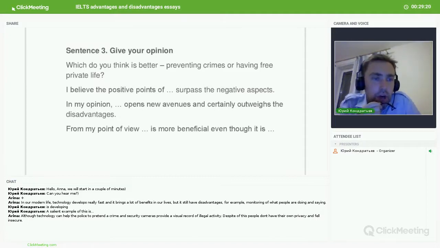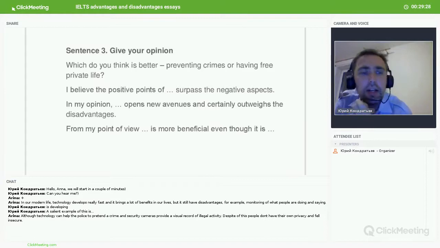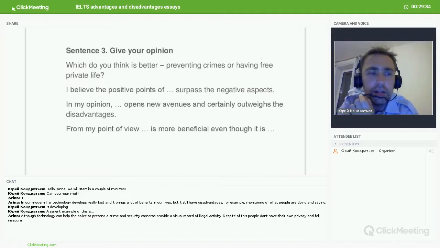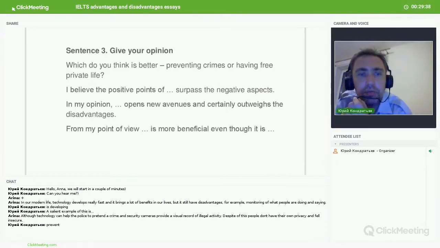Okay, Arina, here is a sentence. Although technology can help the police to pretend a crime, prevent, I think you mean prevent. Prevent a crime. Pretend, притворяться. Prevent, предотвращать. Prevent. It's just like this. Prevent a crime, and security cameras provide a visual record of illegal activity. Despite of this, people don't have their own privacy and feel insecure.